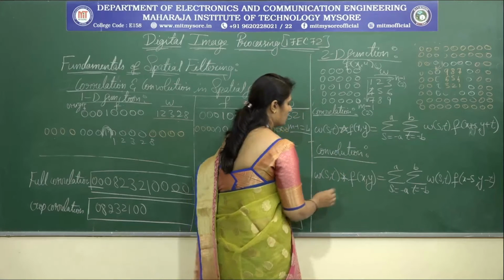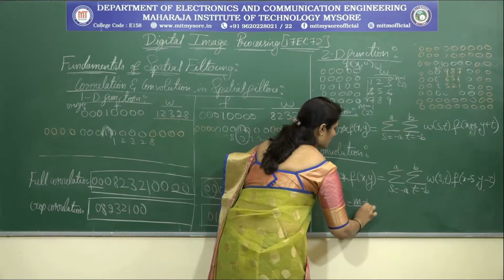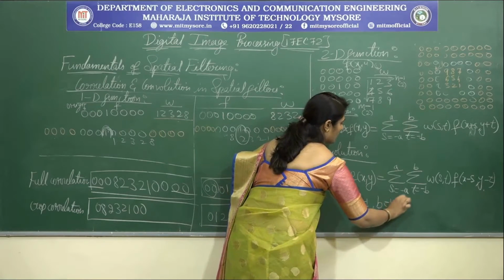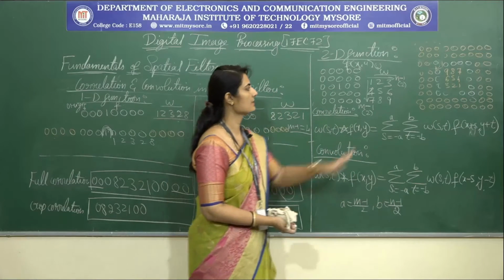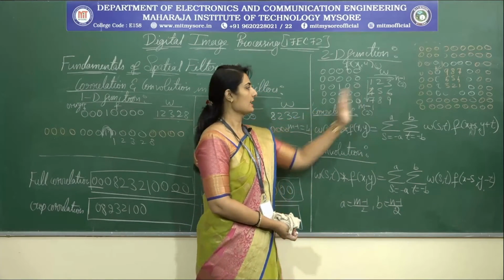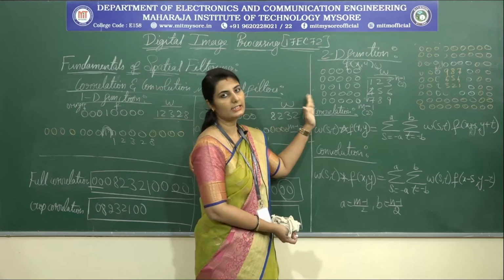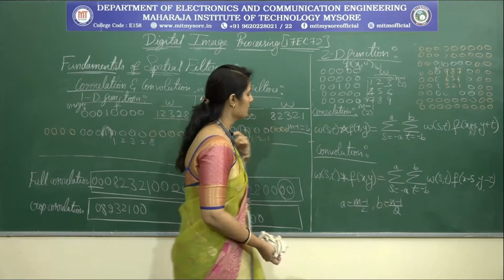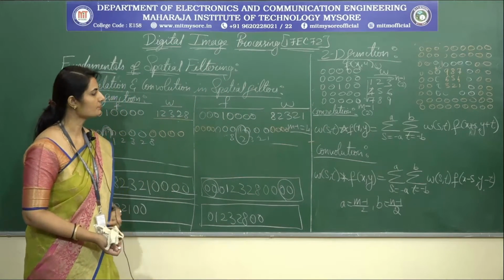So here we know that a is equal to (m minus 1)/2 and b is equal to (n minus 1)/2. Small m cross small n represents the mask size and capital M and capital N represent the image size. So this is how we perform correlation and convolution.